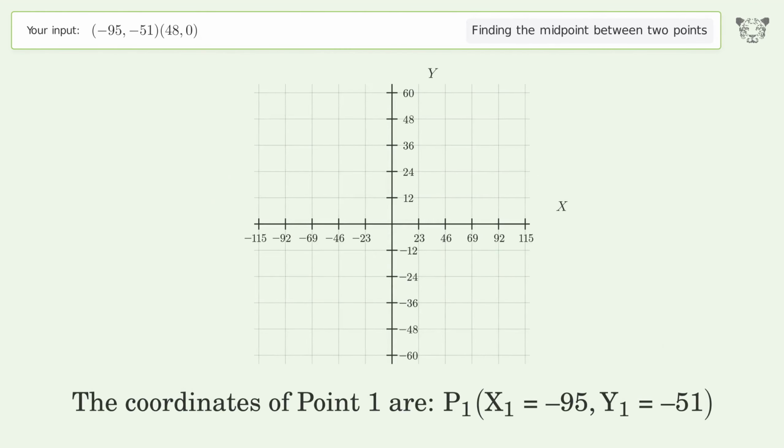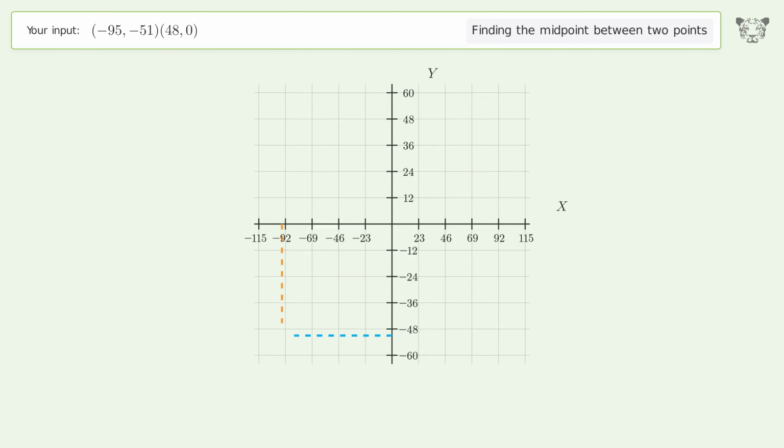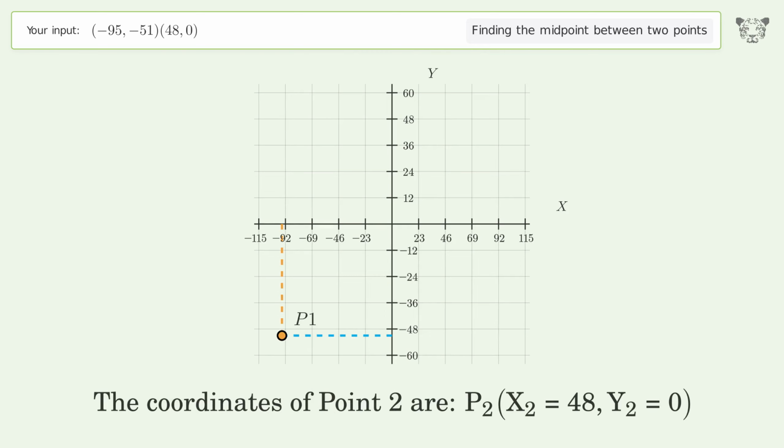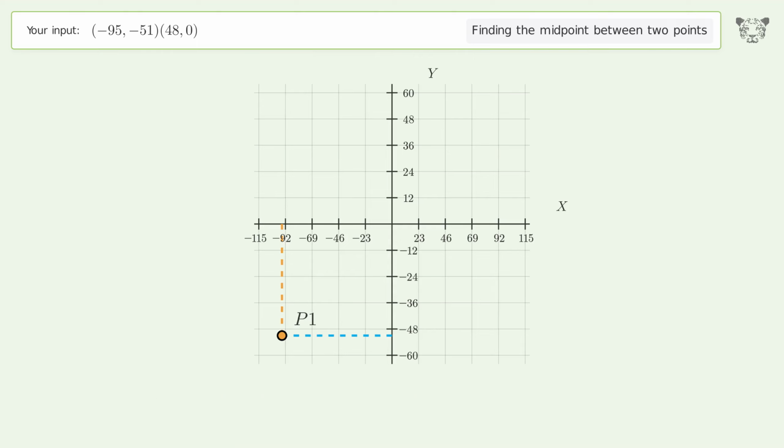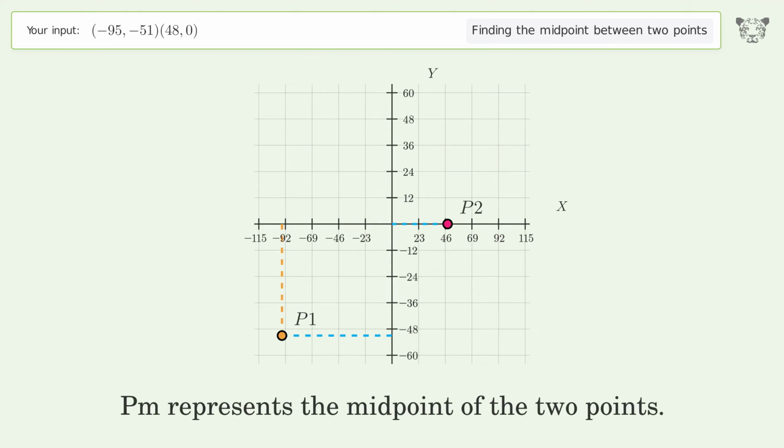The coordinates of point 1 are x1 equals -95, y1 equals -51. The coordinates of point 2 are x2 equals 48, y2 equals 0. PM represents the midpoint of the 2 points.